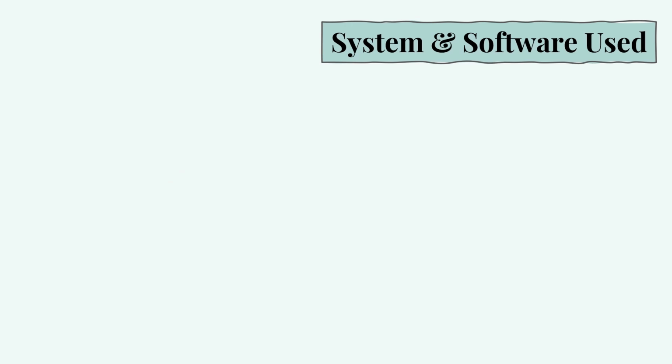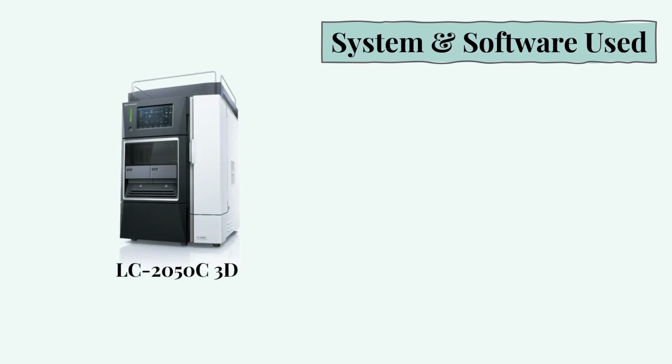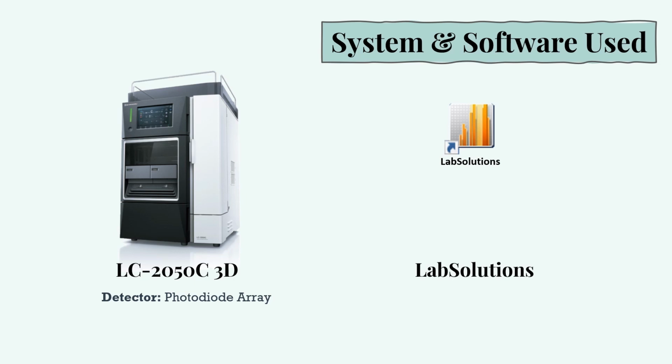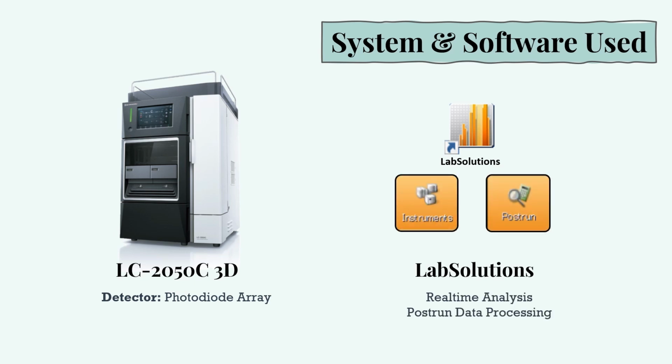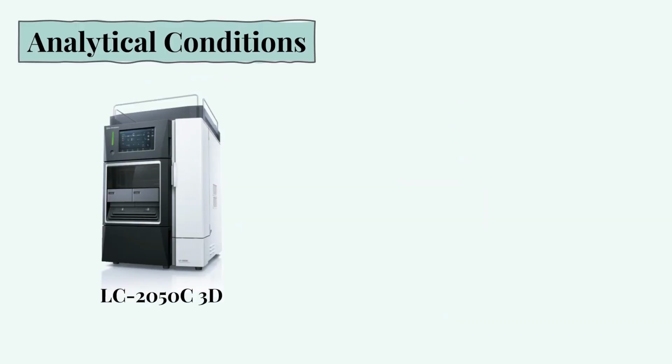The system that we are using in this demonstration is the Shimadzu i-Series LC2050C 3D, which has a photodiode array as its detector. Shimadzu's LabSolutions software is the interface used to conduct the entire experiment, from the real-time analysis to the post-run data processing. The column used in this demonstration is the Shim-pack XR-ODS, with dimensions of 50 mm by 3 mm and a particle size of 2.2 micrometer.